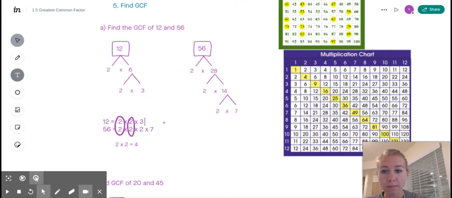So really we could write our factors as 3, 4, and 7 for 12. Oh, I'm sorry, 3 and 4 for 12. And for 56, 2, 4, and 7. Where did I come up with the 7 for up here? Okay.